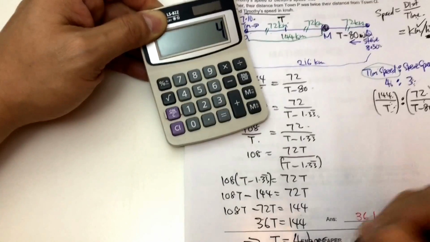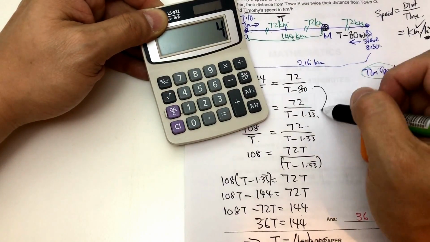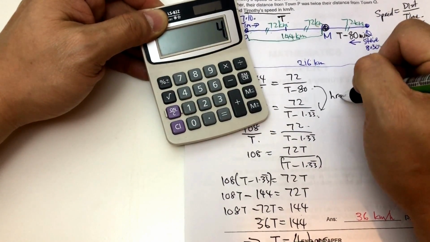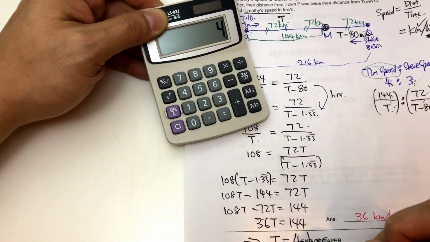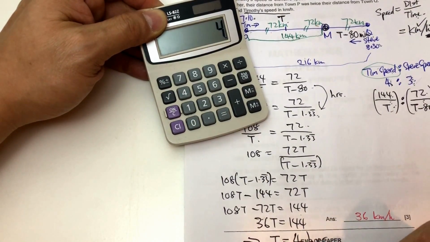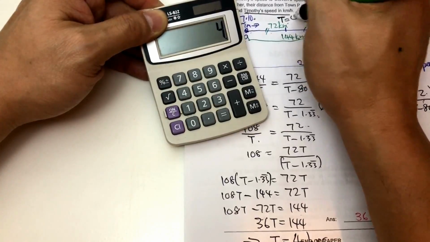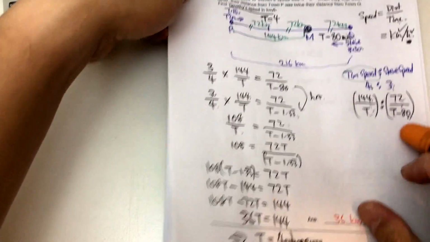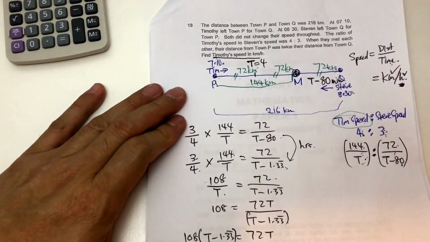Remember we changed everything to hours in this step here. Change it to hours here in this step. So the answer is in hours. So t is 4 hours. T equals 4 hours up there. Tim took 4 hours.